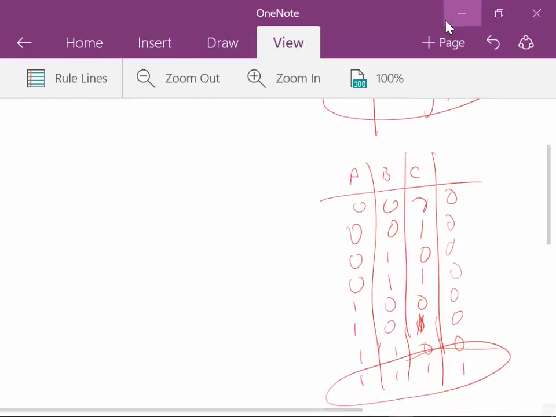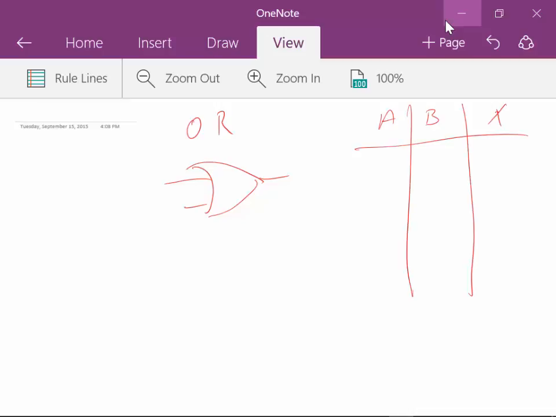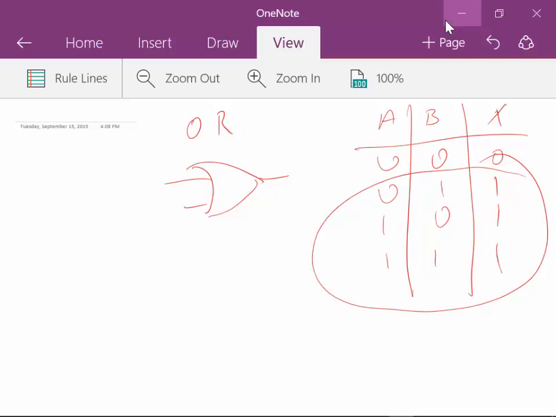So we've got that here. The next one is our OR gate. Our OR gate, that's there, and looks like this. Right there, A, B, X. If A or B are high, the output is high. So that's our OR gate.